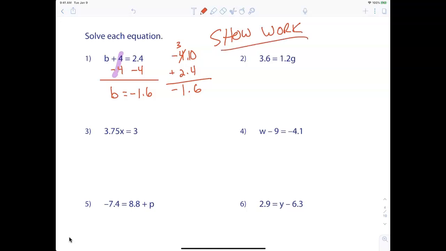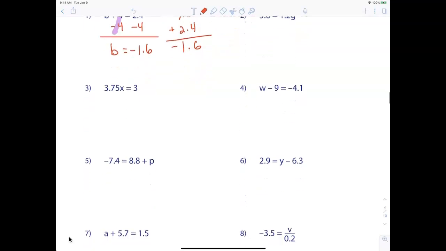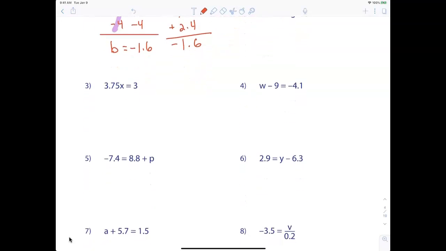Please show work. I'm not going to accept just the answer. I know you can type it on your calculator, but I'm not interested in that. I'm asking you to show your work. I want to make sure you're experts at the arithmetic. Now down here, number 3. Again, how do we undo multiplication?